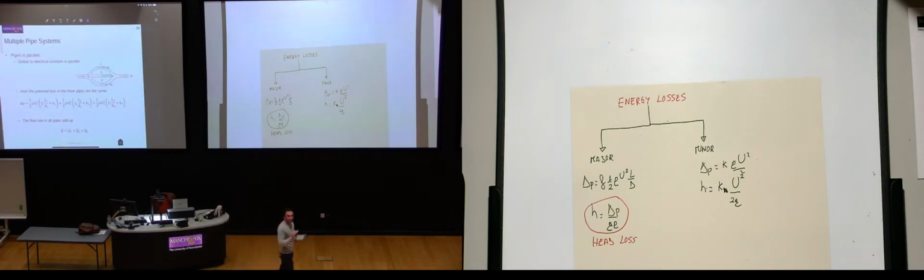Second family, pipes in parallel. In this case, the situation is reversed. The flow rate in the system is the sum of the single contributions. Here we have three pipes. The total flow rate is the sum of the three. You can have 1 million pipes, you sum up over 1 million. On the other hand, the head loss in each single pipe is the same. So the delta P, or H, in pipe 1 is equal to the one in pipe 2, which is in turn equal to the one in pipe 3.